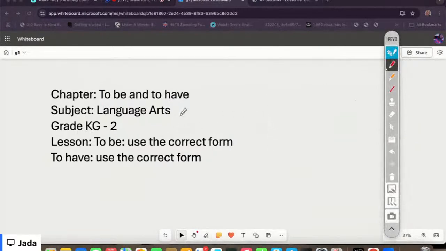Today we will continue the chapter to be and to have. We had this lesson last week. We did the first two lessons under that, and today we will complete the remaining two.